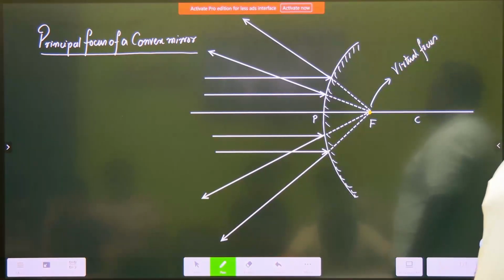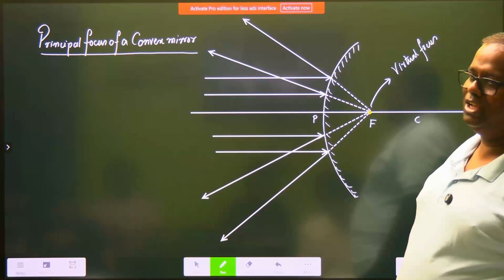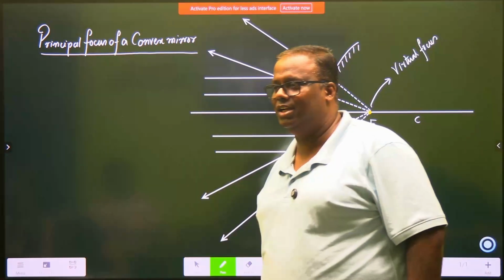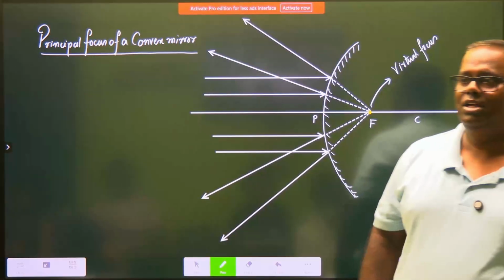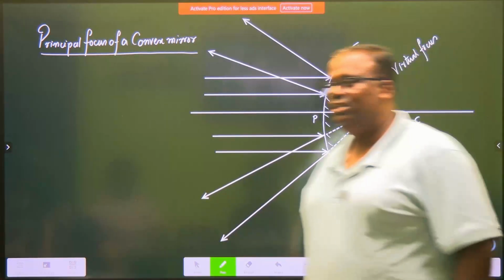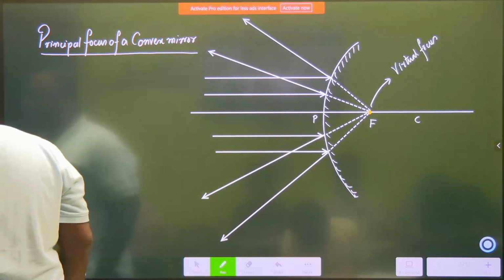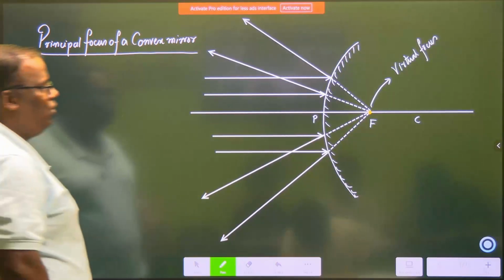Done. Freehand sketches should be fast. No college teacher in grade 11 will wait so much time. By that time, they'll start drawing another diagram. So have you written the definition? Anyway, this is being recorded this time. Don't worry. So definition is the principal focus of a convex mirror. And you write your own definition. You're good in English. All of you try to find it first.